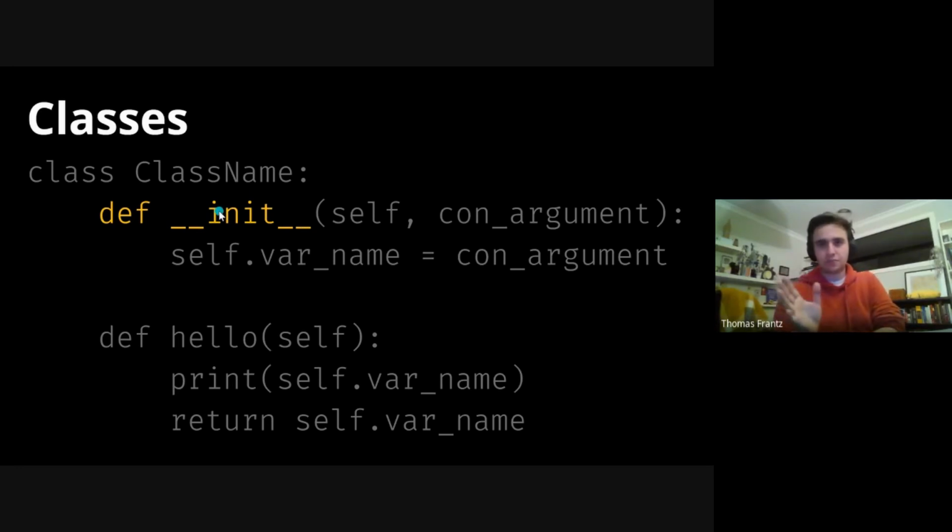So if you're going to program object-oriented Python, the number one thing to remember is don't use underscore new. It is evil. Use underscore init, and that's how you create a constructor.